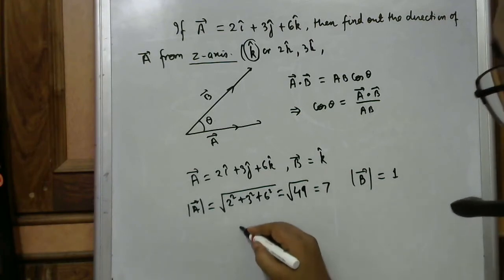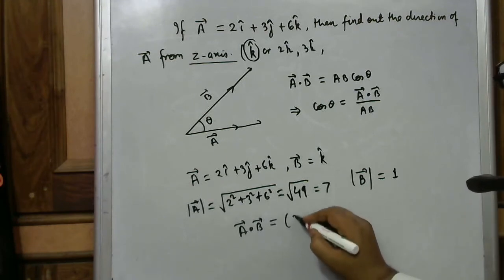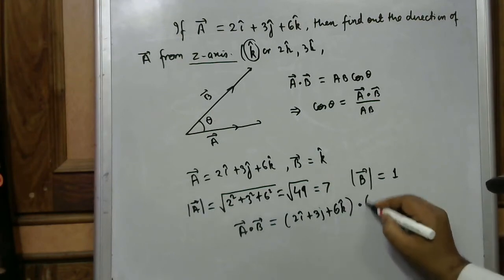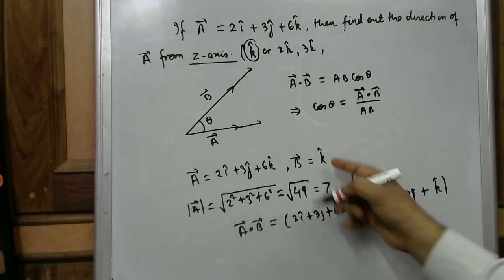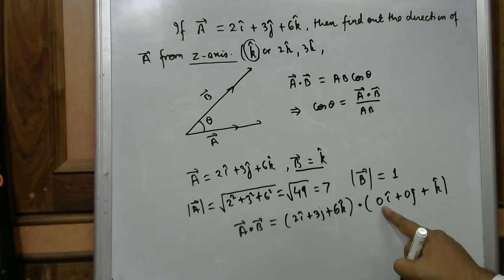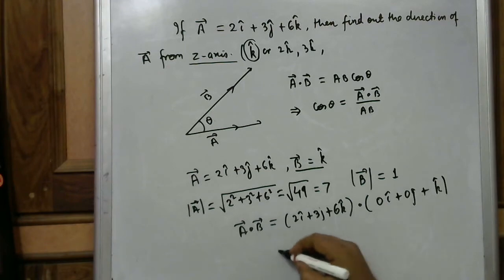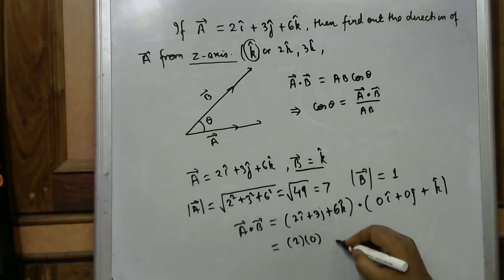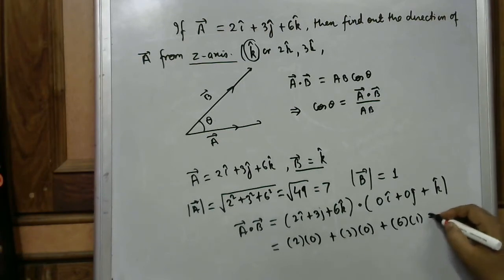Now what would be A dot B? A dot B will be 2i plus 3j plus 6k cap dot 0i plus 0j plus 1k cap, because I can write B vector as 0i plus 0j plus 1k cap. It is better to write in this way because in dot product we know the coefficients of i and i are multiplied, I mean 2 into 0, 3 into 0 and 6 into 1. So this comes out to be 6.